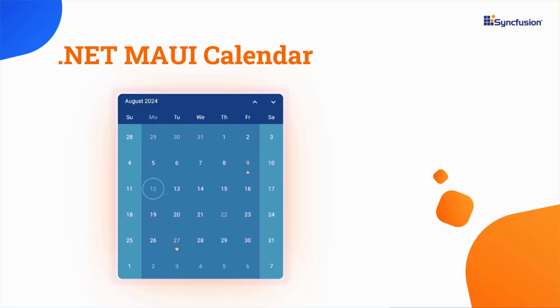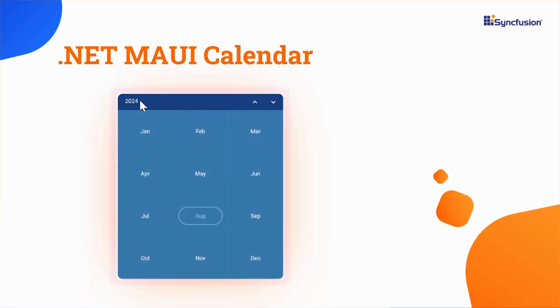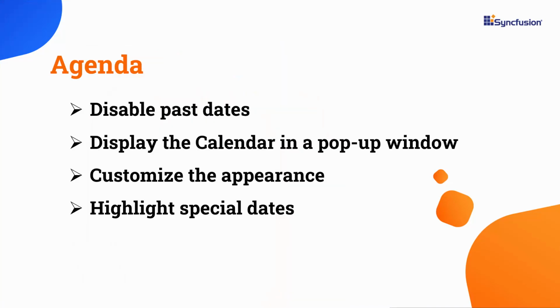In this video, I'll show you how to customize the Syncfusion .NET MAUI Calendar Control in a .NET MAUI application. You will see how to customize the appearance of the calendar, disable past dates, and apply distinct backgrounds for past, present, and future dates. Additionally, I'll show you how to display the calendar in a pop-up window, customize the appearance of selected dates, and highlight special dates.